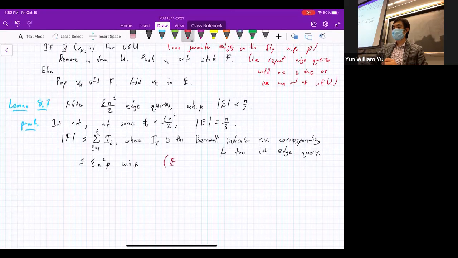So what's the expectation of the size of F? And T is... at time t, the expectation is going to be less than or equal to epsilon n squared p over 2, right? Because T is not... And so what we're basically saying is, what's the chance that you're really, really far away from your expectation?